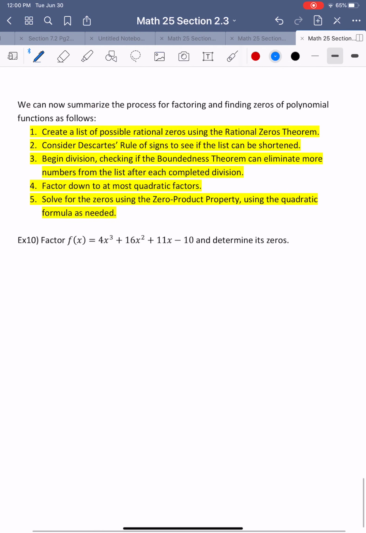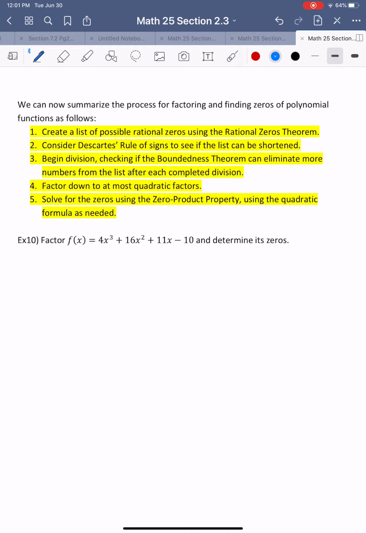All right, so we can now summarize the process for factoring and finding a zero of the polynomial function as follows. Number 1, create a list of the possible rational zeros using the rational zero theorem. Number 2, consider Descartes' rule of signs to see if the list can be shortened. Number 3, begin division, checking if the boundedness theorem can eliminate more numbers from the list after each completed division. Number 4, factor down to at most the quadratic factors. Number 5, solve for the zeros using the zero product property and using the quadratic formula as needed.